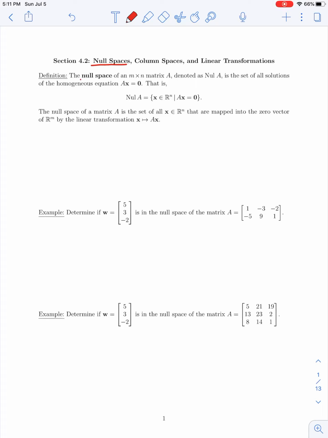So here we would say the null space of an m by n matrix A, which will be denoted as null A, is the set of all solutions of the homogeneous equation A times x is equal to the zero vector. That is, the null space of a matrix A would be the set of all vectors x in Rn such that A times x is equal to the zero vector.